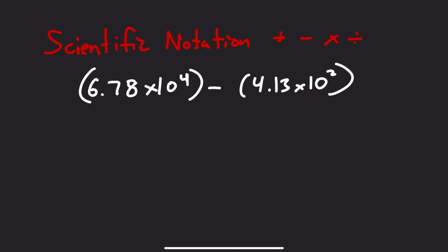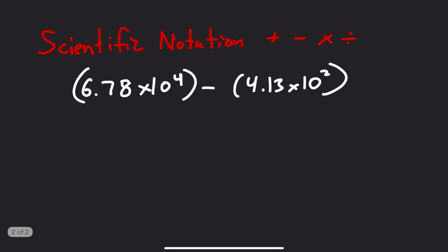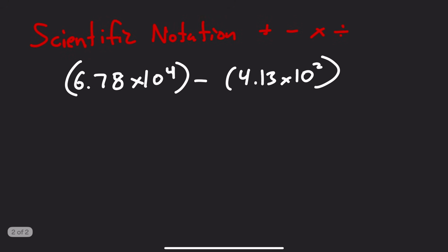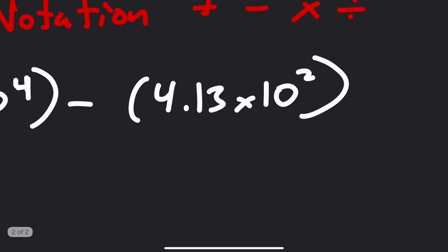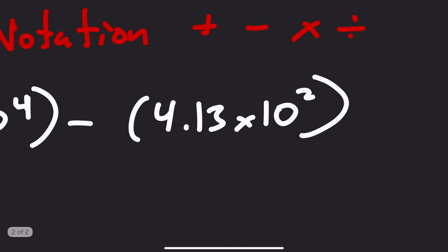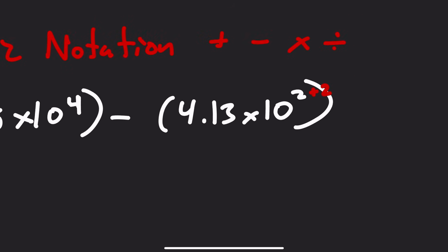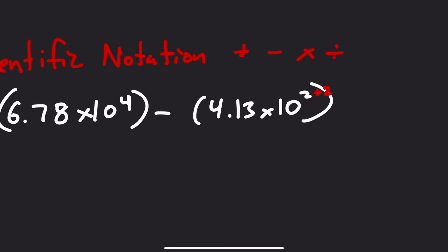So I really like to make the exponents the same by making the smaller number into the bigger number, right? 2 is the smaller exponent. So in order to make it a 4, I'm going to add 2 to our exponent. And if we remember, when we add 2 to our scientific notation, we move to the left. So I'm going to move my decimal 2 places to the left.